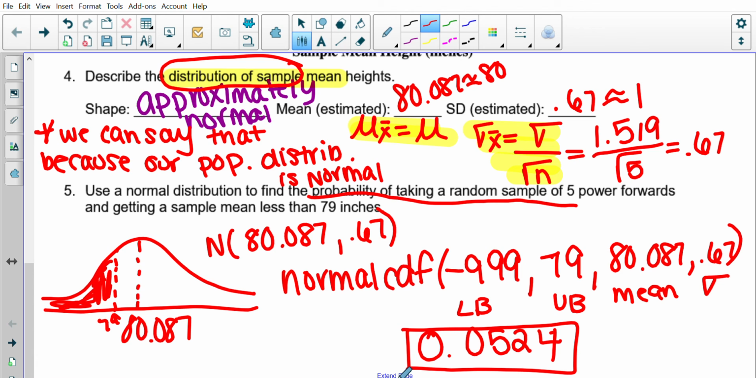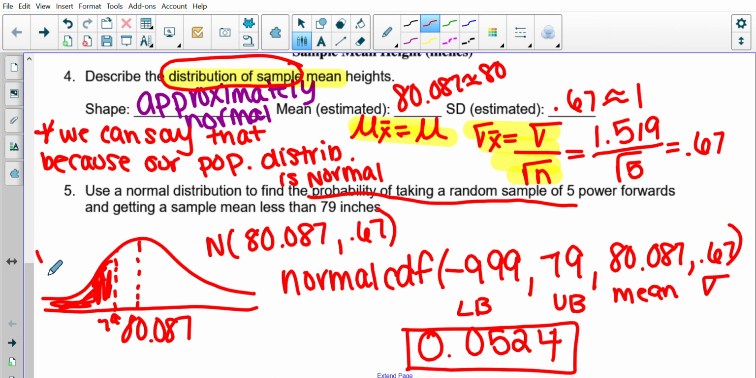All you really need to know about this lesson is that if my population distribution is approximately normal, then so is my sampling distribution. And if I have a sampling distribution that's normal, I use these two new formulas. My sample mean equals my population mean. My sample standard deviation is my population standard deviation divided by the square root of n. And then I can use my normal CDF to find probability.